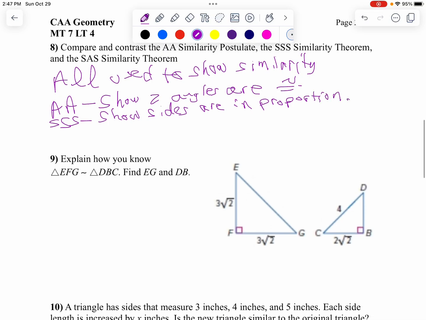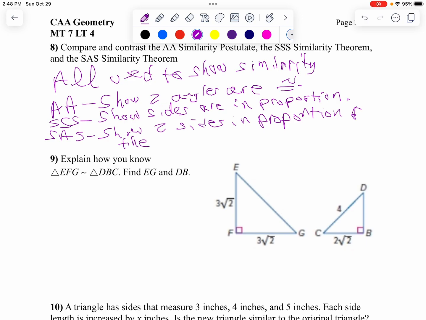And it's all three sides. For side, we need to know or show two sides are in proportion, and the angle between them are congruent. And so that's how we're going to approach number 9.